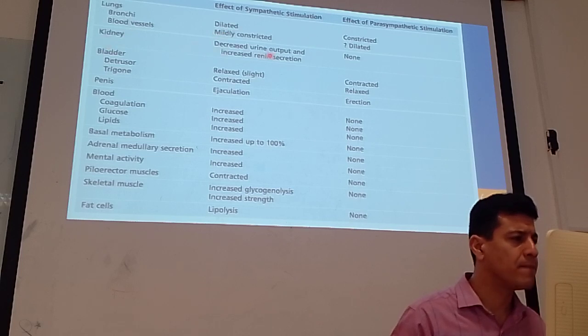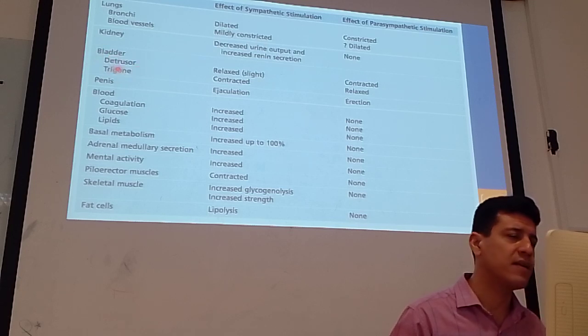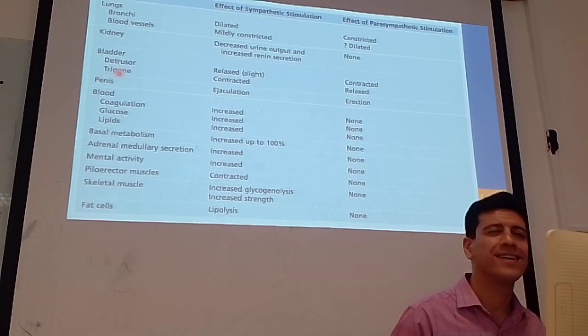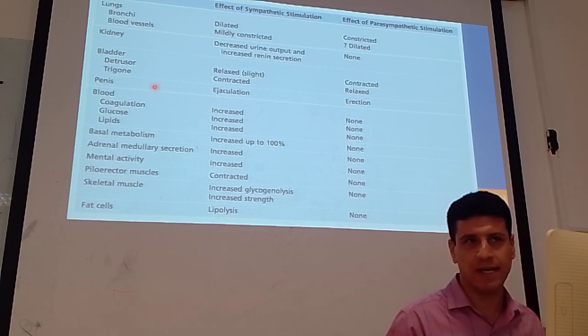Kidney. In the kidney, we have decreased urine output and increased renin secretion by the sympathetic innervation, nothing by the parasympathetic innervation. Bladder. We have two muscles in the bladder, detrusor and trigone. Trigone actually functions like a sphincter, right?